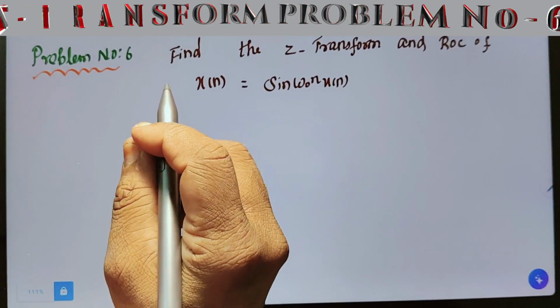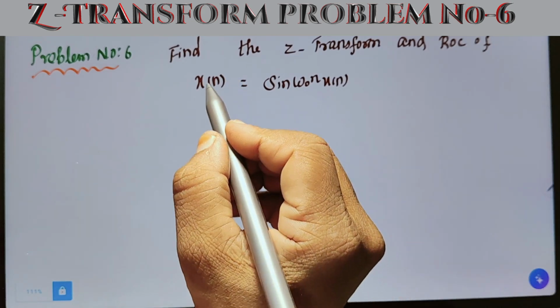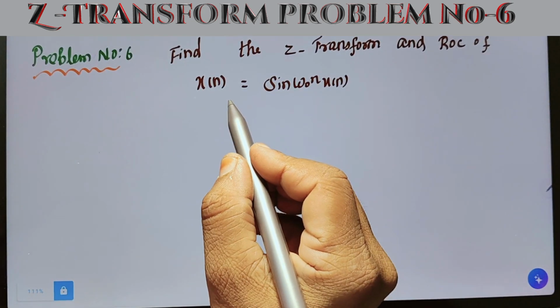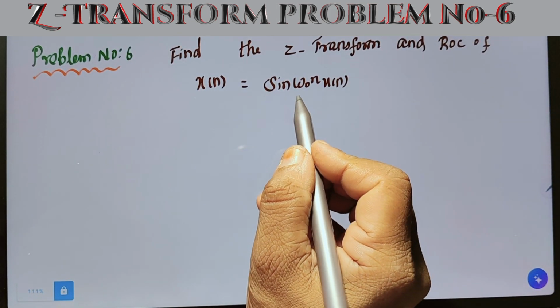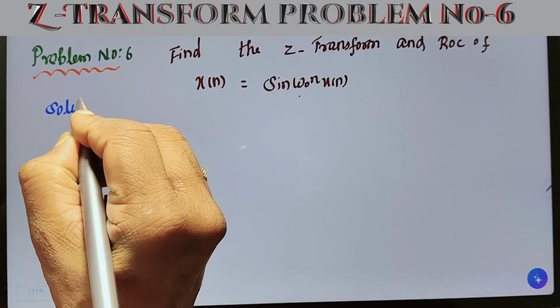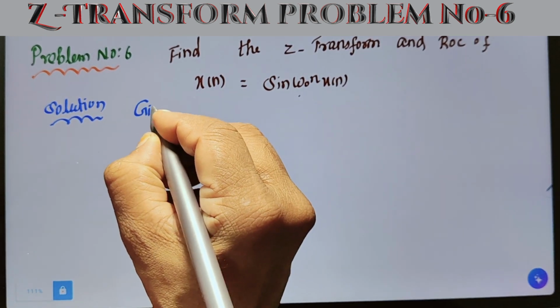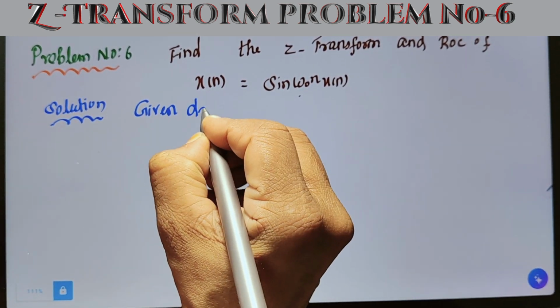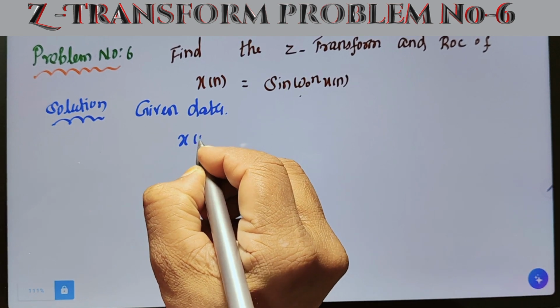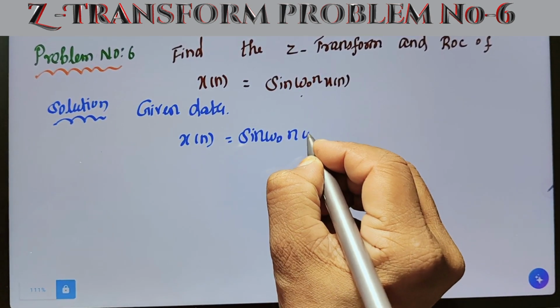Hello everyone. In this video, let me see the Z transform related problem number 6. Find the Z transform and ROC of x of n equal to sine omega naught n u of n. Write the solution. Then next, write the given data: x of n equal to sine omega naught n into u of n.